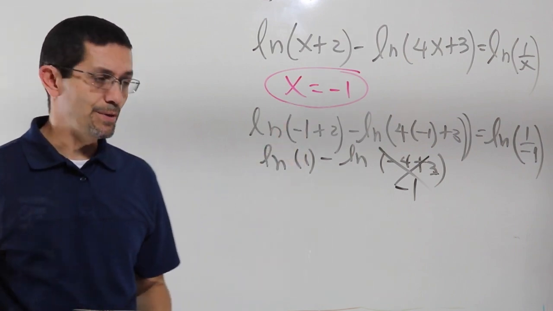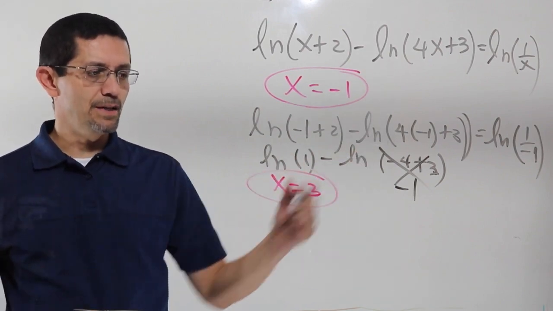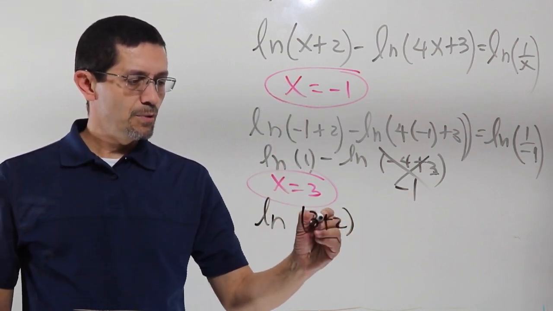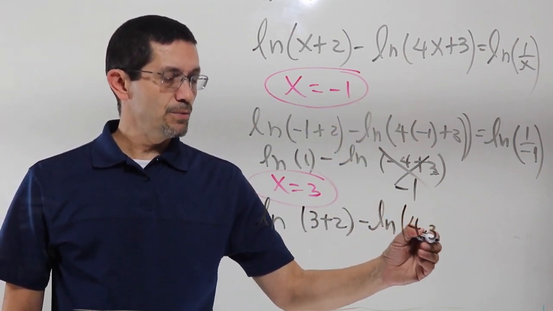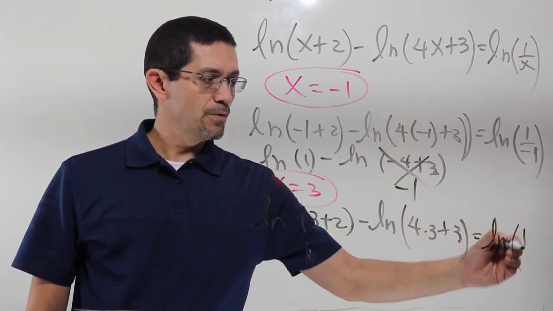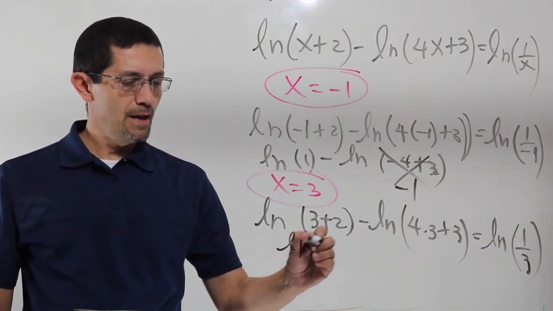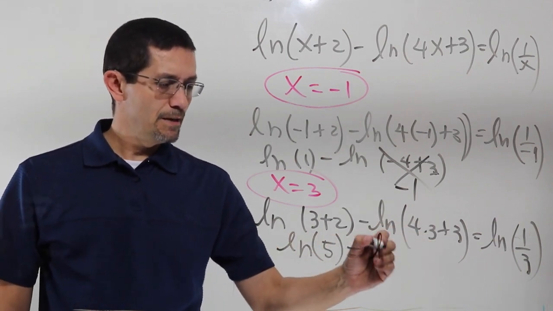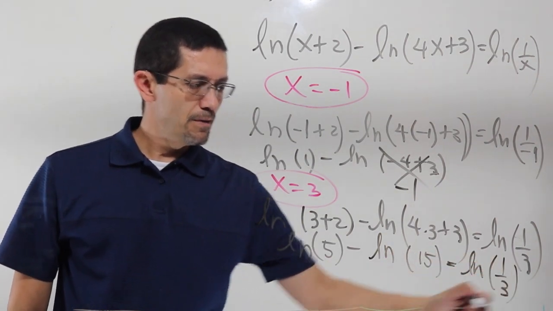Let's try x equals 3, my second answer. Same thing that I just did. I'll have ln of x, which is 3, plus 2, minus ln of 4 times 3 plus 3, equals ln of 1 over x, which is 3. This gives me 5. Ln of 5 minus ln of 4 times 3, which is 12, plus 3 is 15. Ln of 15 equals ln of 1/3.